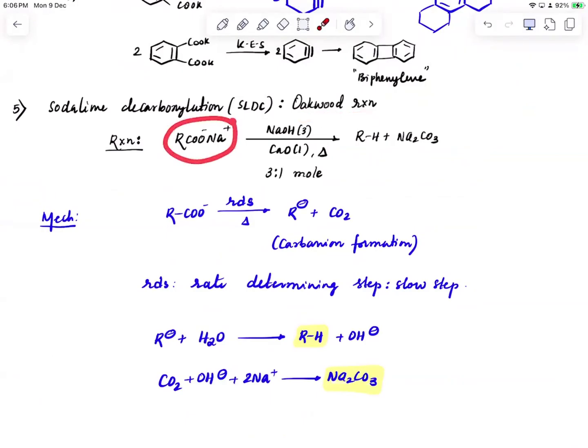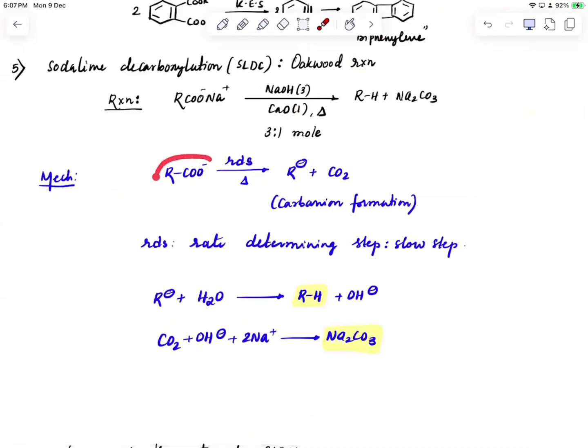Take the same carboxylic salt and react that with NaOH and calcium oxide in a 3:1 mole ratio. Then I'll get alkane and Na2CO3. Here also, you would notice RCOO minus. You have to heat them strongly so that it converts to a carbanion. Carbon dioxide will be released and the carbanion is formed. That is the rate determining step.